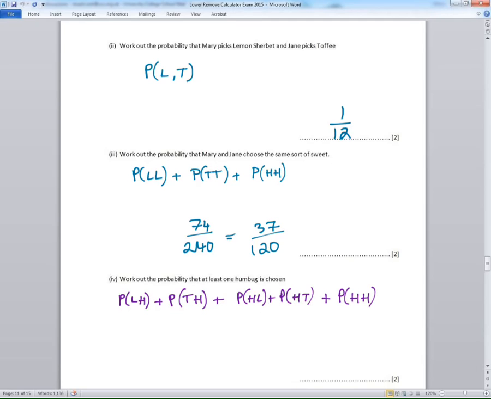Looking at the probabilities from the tree diagram, we have that lemon sherbet humbug was 35 240ths, then 28 240ths for this one, 35 240ths, 28 240ths, and probability of humbug is 42 240ths. Adding these probabilities up gives you 168 240ths, and simplifying this gives you 7/10ths. Excellent.